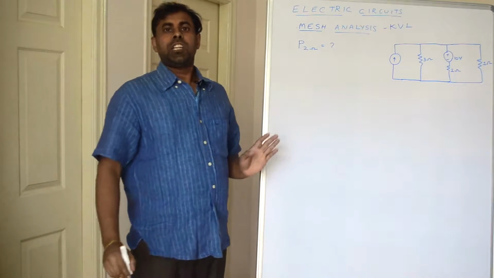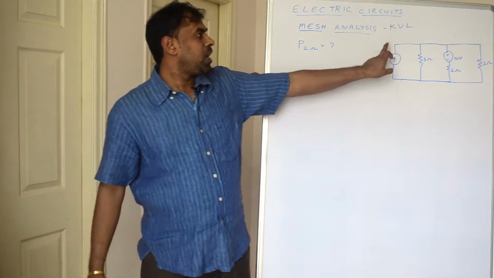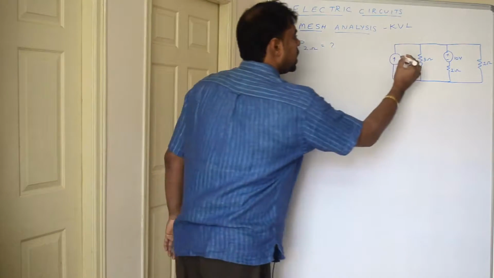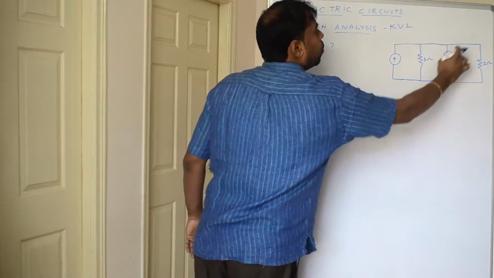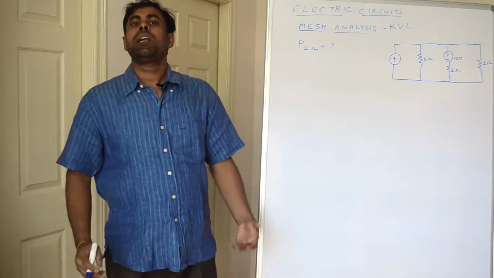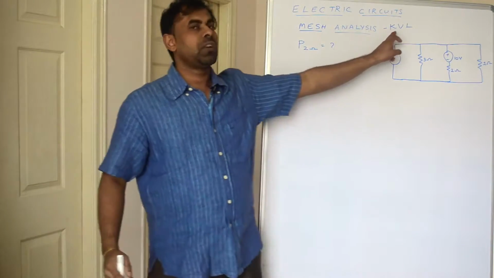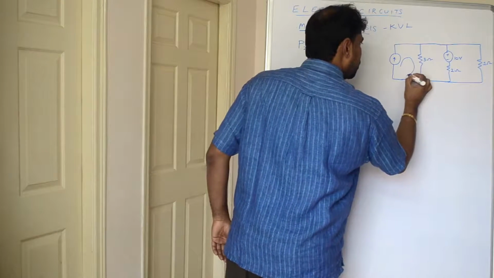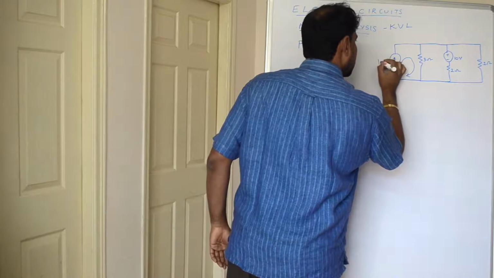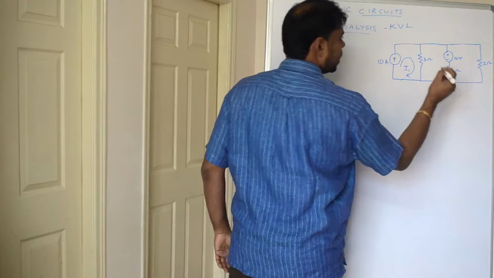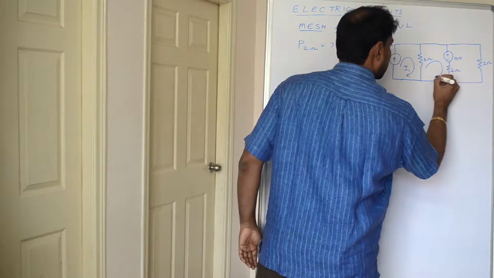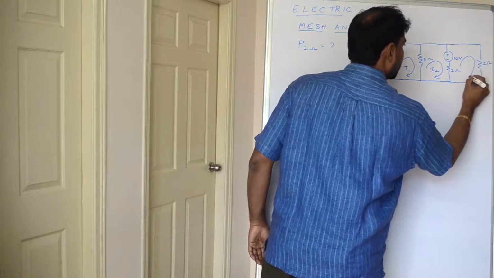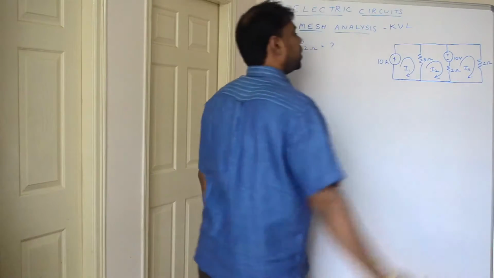Mesh is nothing but a closed path. If you start at a point and return to the same point, that is a mesh. In mesh analysis, in each and every loop we are going to assume that some current is flowing and we are going to apply Kirchhoff's voltage law. First in this loop I am assuming the current as I1, current I2 is flowing in this loop, current I3 is flowing in this loop.